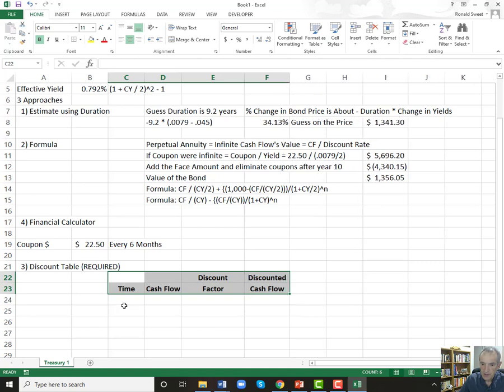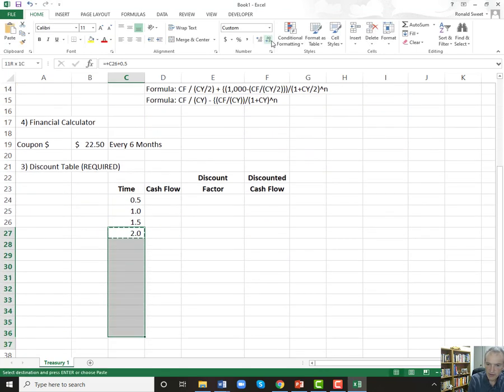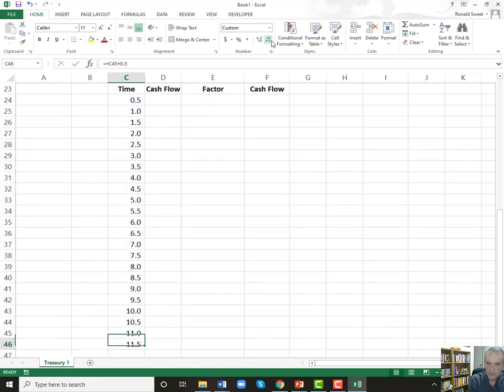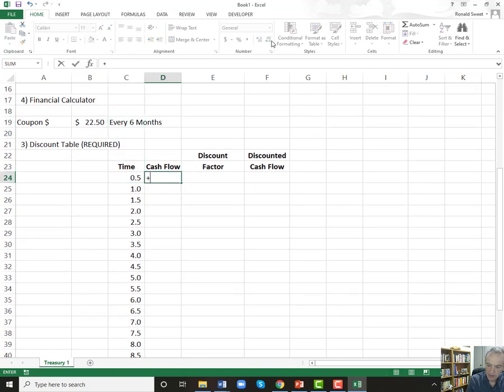But so time is, we're going to do it from today. So we're going to assume our first cash flow comes in 6 months, which is half a year. Then we're going to add 6 months onto that. So we're going to have half a year, 1 year, 1.5 years, 2 years. So I start off with 0.5, and then I just take that 0.5 and add 0.5. We need to go out 10 years, so that's going to be 20 cash flows. So we have 10 years of cash flows. What is our cash flow? Remember, our cash flow is $1,000 times 0.045, which is our coupon, divided by 2, or that $22.50.